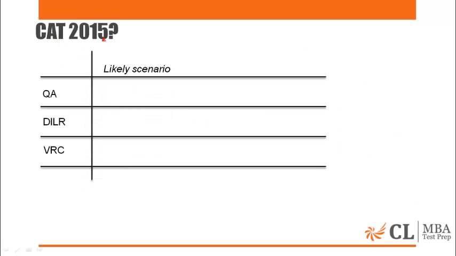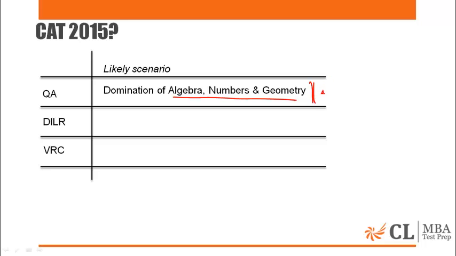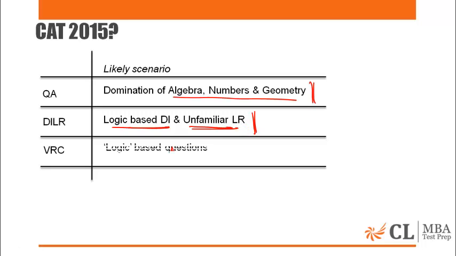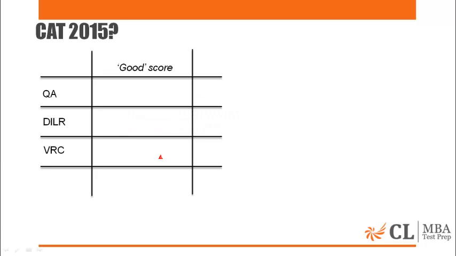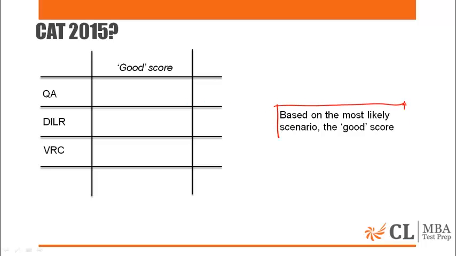So the likely scenario is domination of algebra and numbers in geometry, but don't leave out any areas in QA. DILR mostly logic based, unfamiliar LR, so that is how the composition of DILR would be, and VRC would be mostly logic based questions, right? So what probably would be a good score? A good score is like an ABC score, right? You want to get to the top score. So this is based on the most likely scenario.